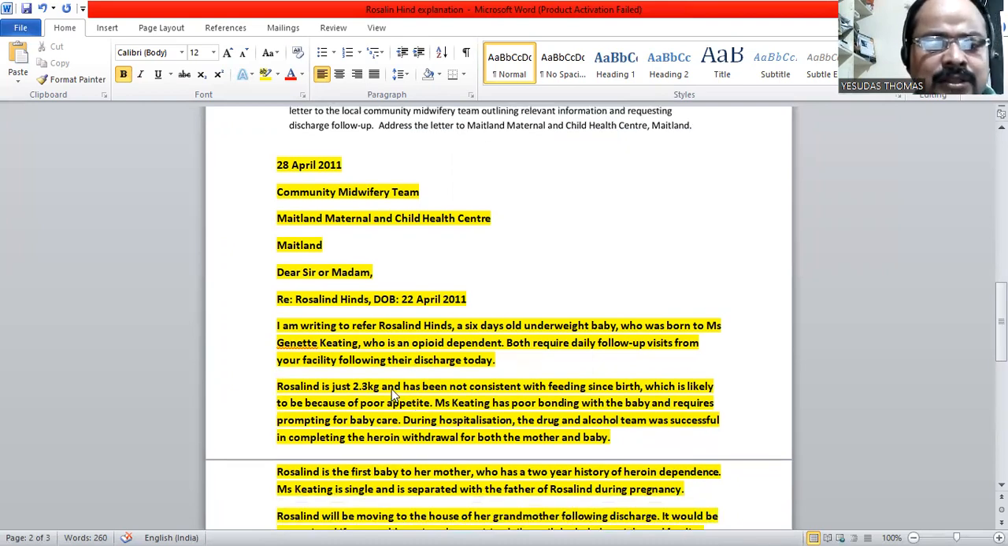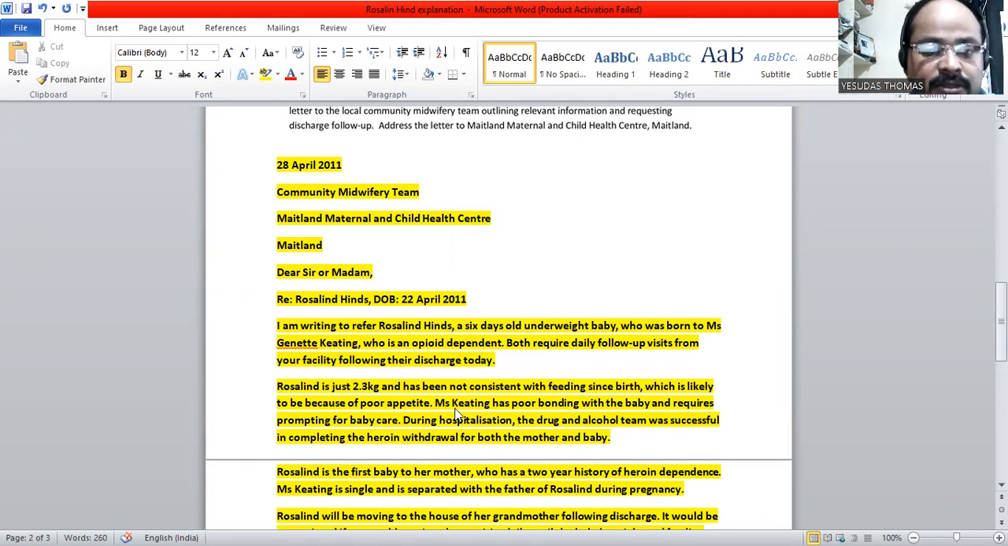Rosalind is just 2.3 kg and has not been consistent with feeding since birth. Right now, the baby's weight is 2.3 kg. That's what we have said, low birth weight, and has not been consistent with feeding since birth. She has erratic feeding, which is likely to be because of a poor appetite. This may be, probably, that was a query there. So that's what we have written there.